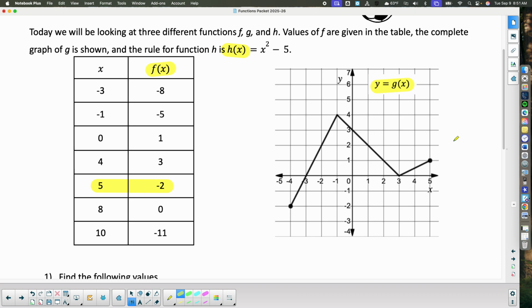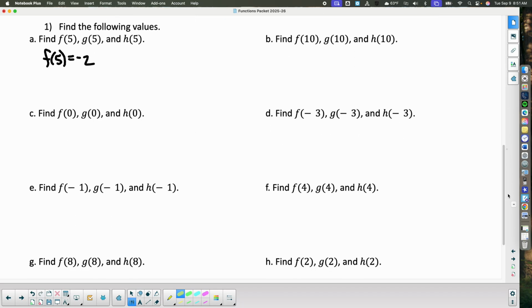So the 5, do you remember how to do that from a graph? Like when it says G of 5, where is it telling us to look? The x. Perfect. So on the x-axis, we're going to look at 5 and then find the height of the graph above it. 1. So then down here we would say G of 5 equals 1.